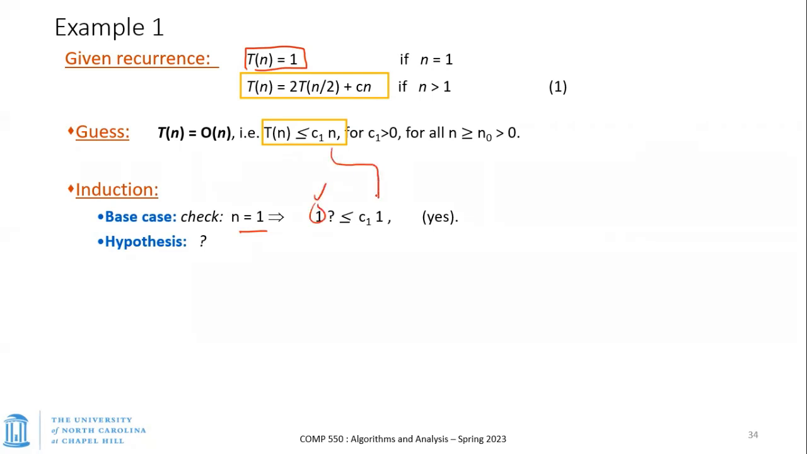Our hypothesis says that it has to be less than or equal to C1 times n. And so this comes up to: is 1 less than or equal to C1? I can say yes, because C1 could be any value. As long as C1 is greater than or equal to 1, this condition is true. So we're fine so far. The base case has been established, now the hypothesis.